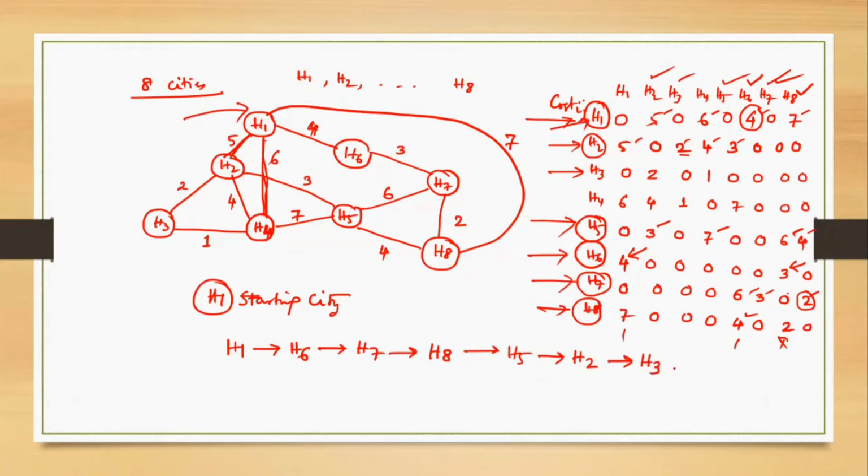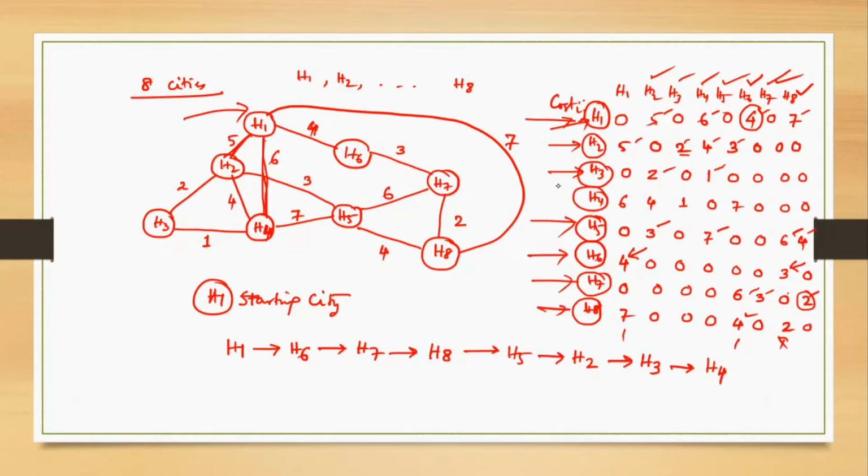So I am right now at H3. Identify the non-zeros. Non-zeros means 2 and 1. Among these 2 non-zeros, 1 is the minimum, having the city H4. H4 has not yet come, so I can travel from H3 to H4. Fine, now I am at H4.